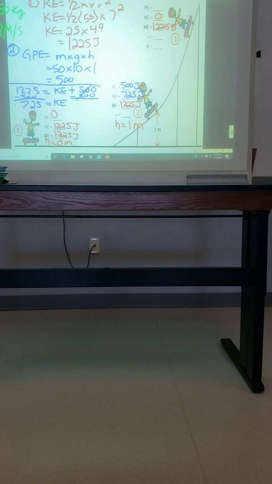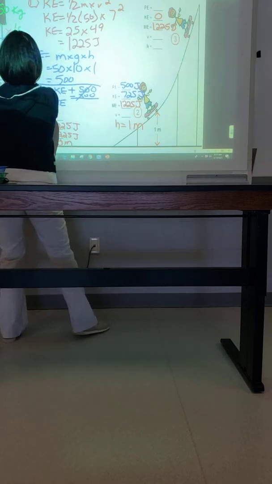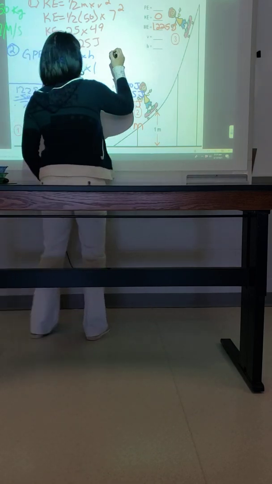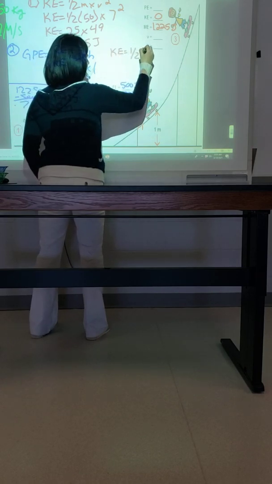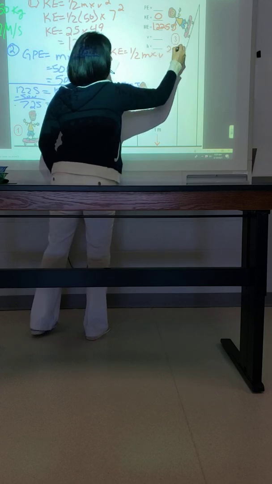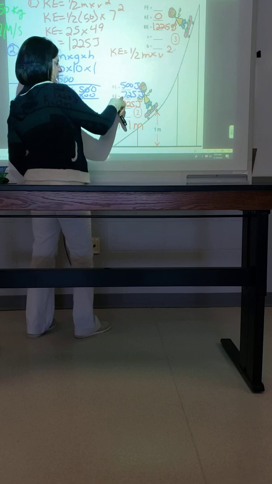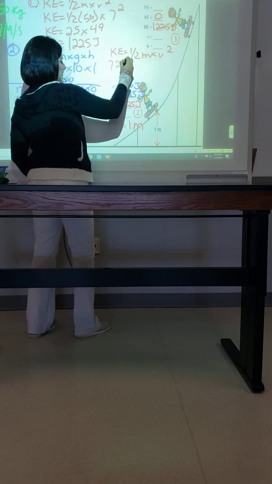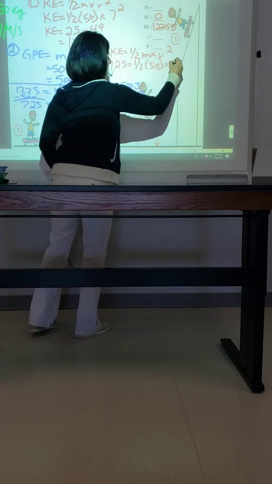One last thing, right? We need the velocity. So what equation do you see velocity in? KE. So I'm going to switch back to red. Okay, so KE equals 1/2 mass times V squared. I'm going to start plugging in. So I know my KE is 725 equals 1/2 of 50 times V squared.